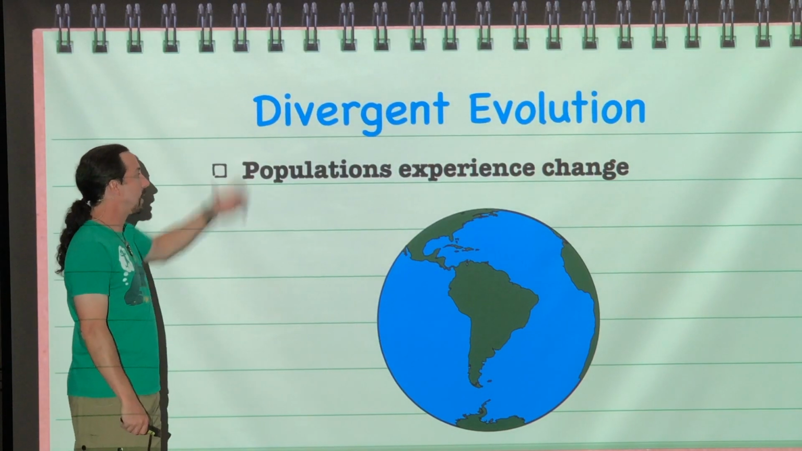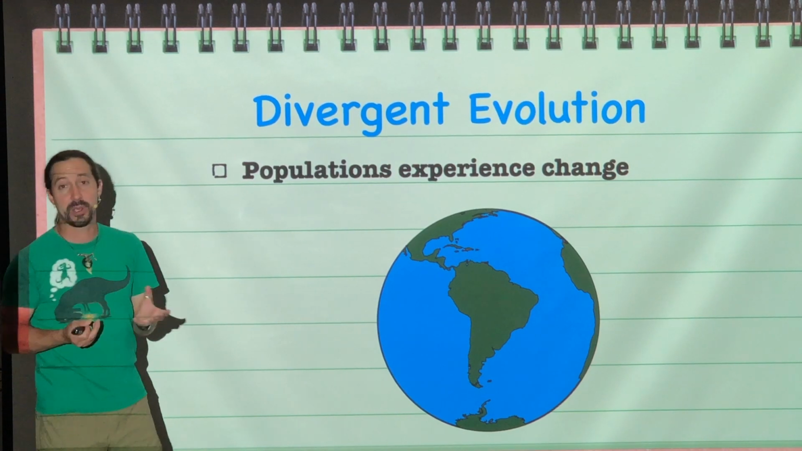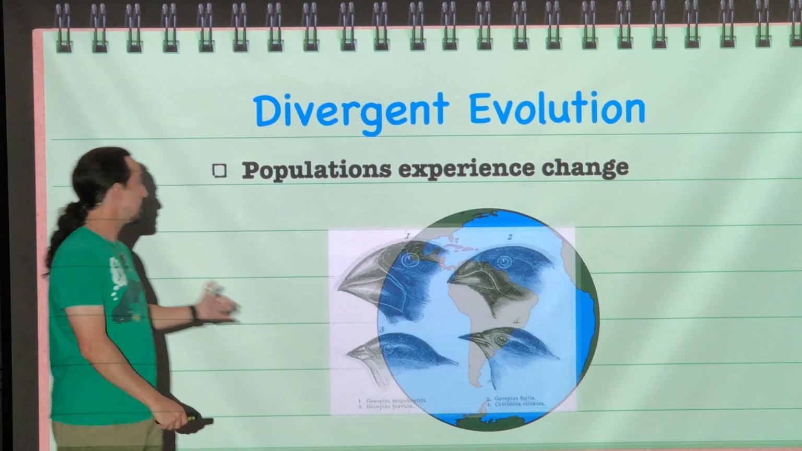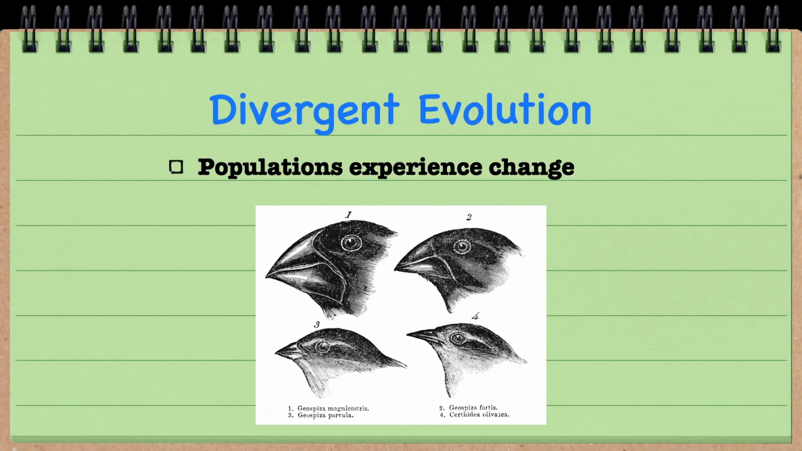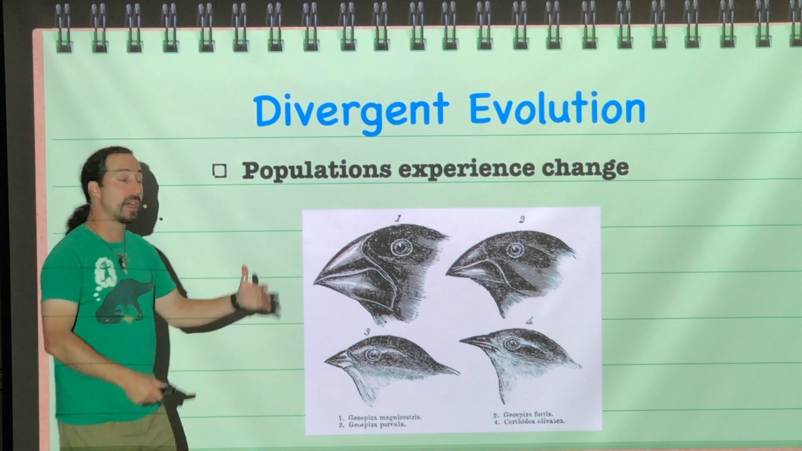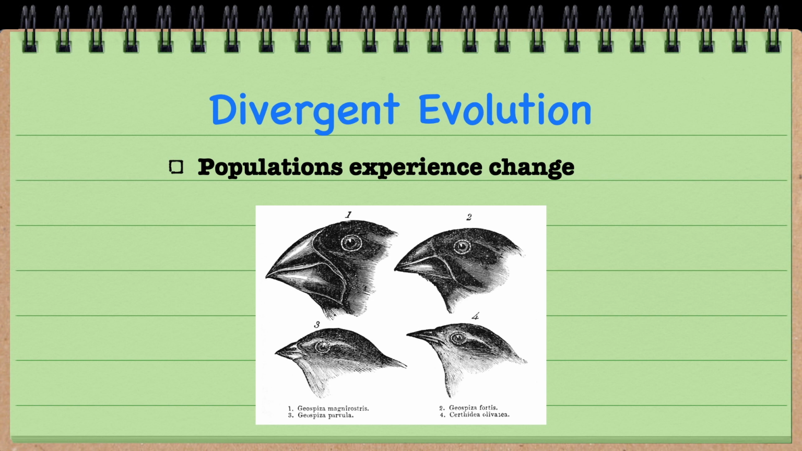First, we're going to look at an example of divergent evolution, where populations have experienced change. The most classic example of this is the Galapagos Islands, where Darwin's finches diverged to occupy different niches, specifically in this case of eating different food sources, starting from one ancestral species to form different species that occupied different niches.